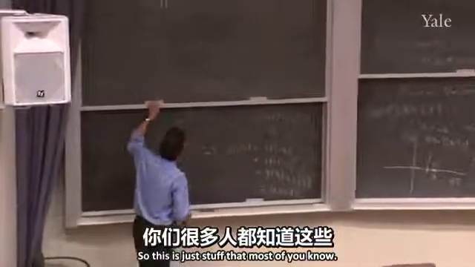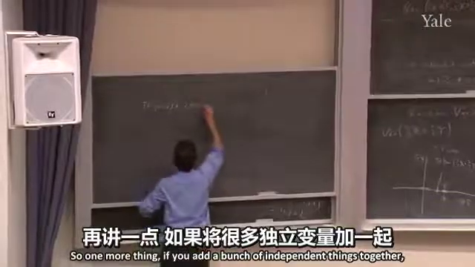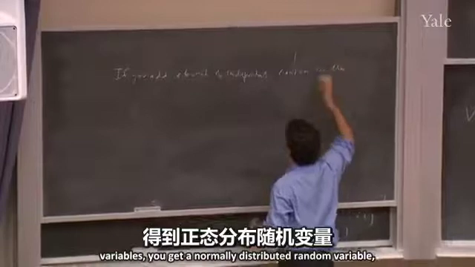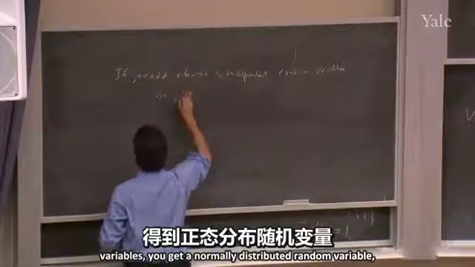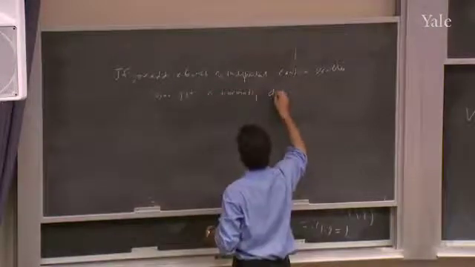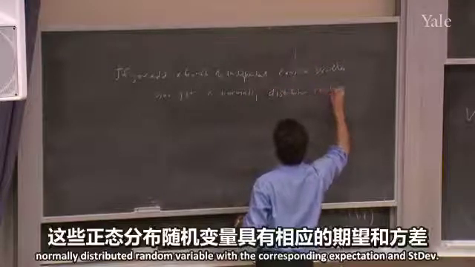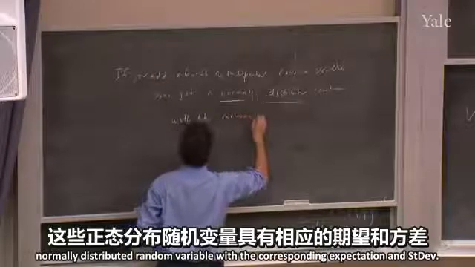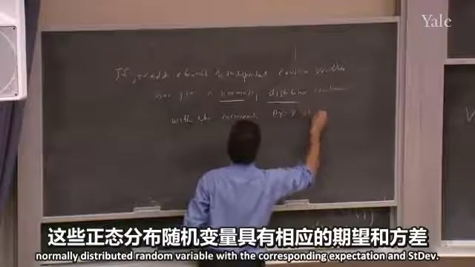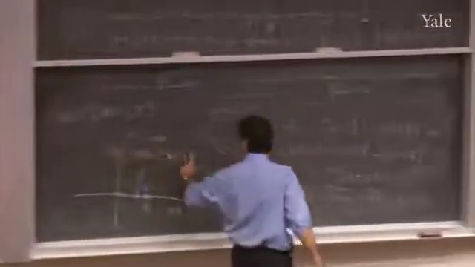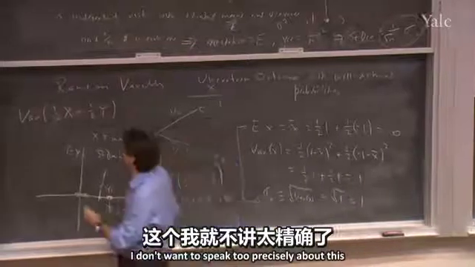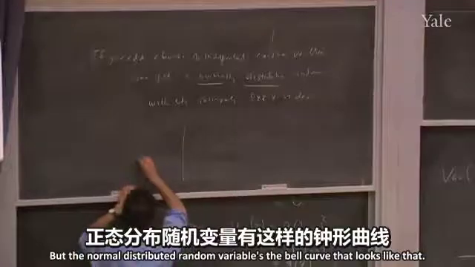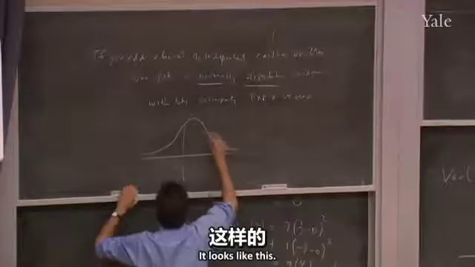This is just stuff that most of you know. One more thing. If you add a bunch of independent random variables together, and I'm speaking very loosely now, you get a normally distributed random variable with the corresponding expectation and standard deviation. I don't want to speak too precisely about this, because if you've seen this before and seen a proof, you know everything about it. If you haven't, there are too many subtleties to absorb. But the normally distributed random variable is the bell curve that looks like this.